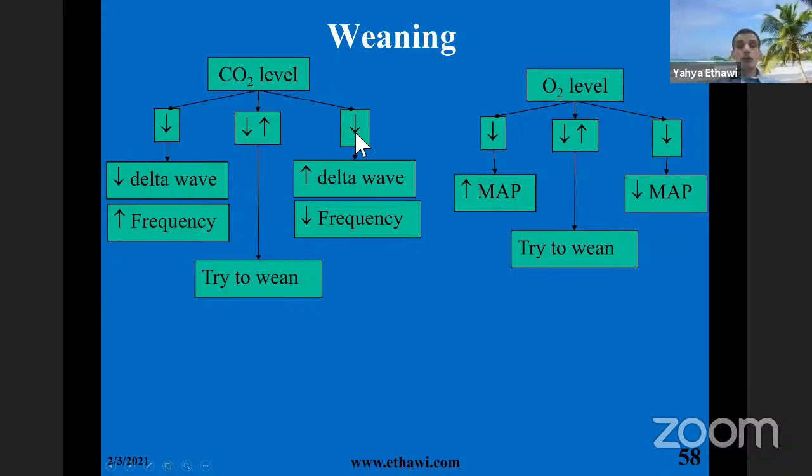So if your CO2 is high, then you need to increase your delta wave by dropping the frequency. While if it's normal, you try to wean. CO2, again, this is low, this is high, this is the reverse, this is a typing error. So if your oxygen is low, you increase your MAP. If your oxygen is high, you decrease the MAP. And if it's okay, you try to wean.